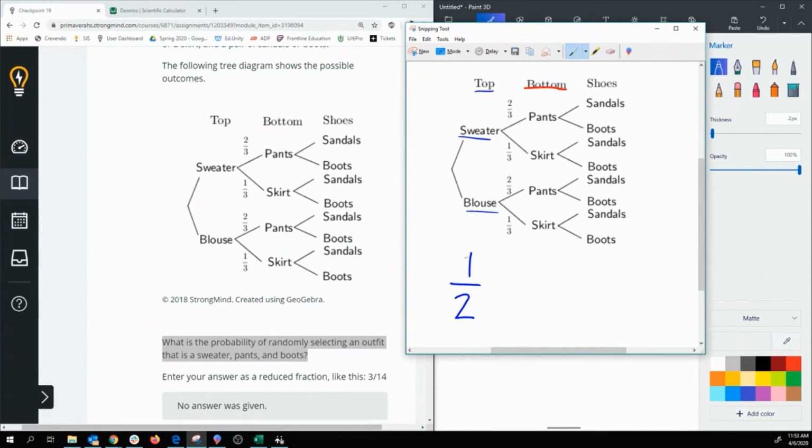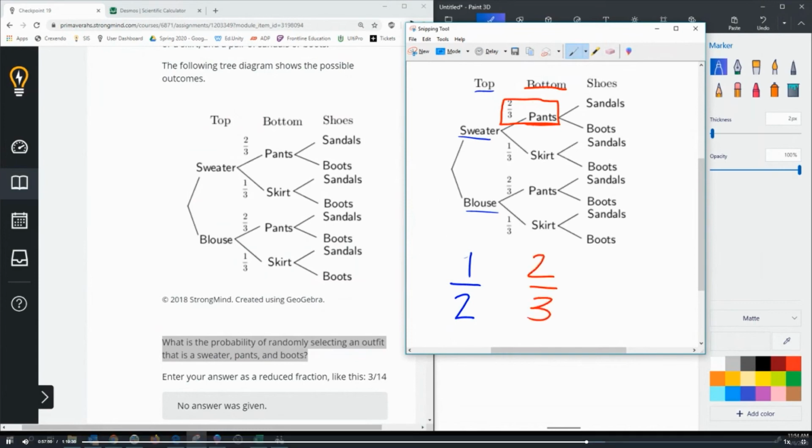And then let's look at bottoms. Remember that the fraction that's in front of our outcome is the probability of picking that. So if she wants to wear pants, right, if I'm looking at pants here, what fraction is on the branch that's in front of my pants? 2/3, which means that she has a 2 out of 3 chance of picking pants. And then let's look at the very last one, which is shoes, and she wants to wear boots. So she can either pick sandals or boots. What's the probability of her picking boots? She has two different options.